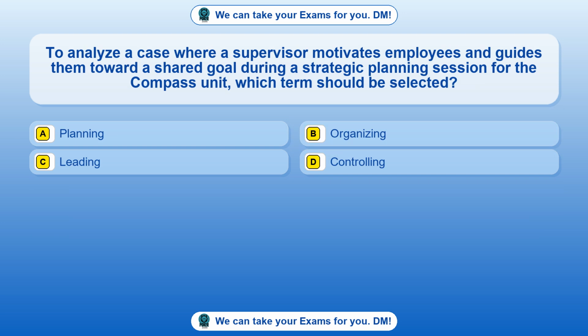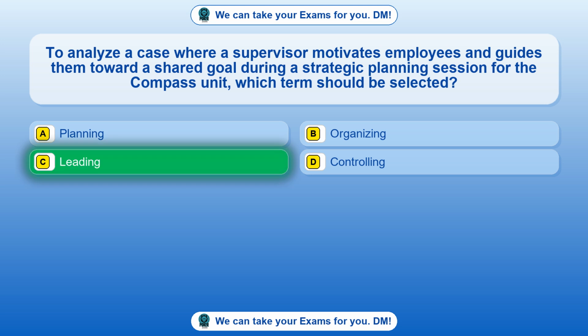Question 76. To analyze a case where a supervisor motivates employees and guides them toward a shared goal during a strategic planning session for the compass unit, which term should be selected? Option A, planning. Option B, organizing. Option C, leading. Option D, controlling. The correct answer is option C, leading.